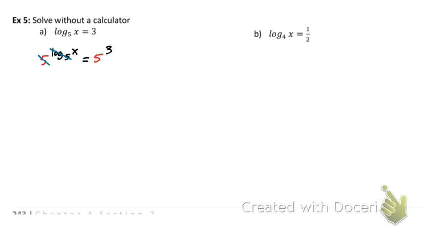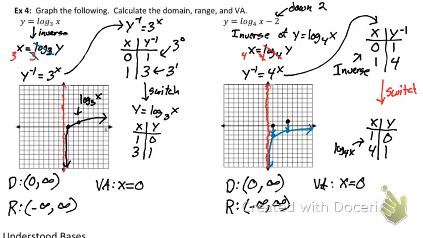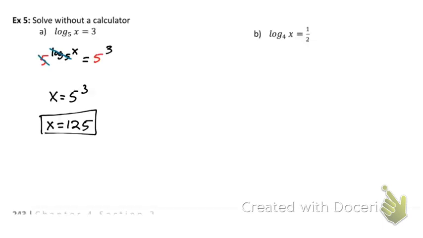All right, but then my x will just drop down, and I'll have 5 cubed. Well, 5 cubed just equals 125. And so that's my answer. Once again, it's much easier to go through exponents to solve these. That's why when we're graphing, we go through exponents to graph it.